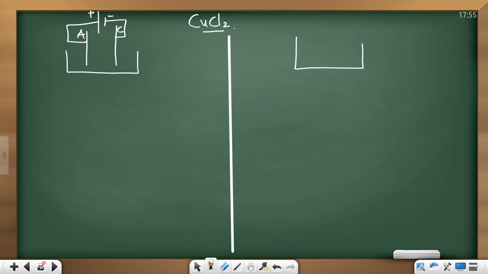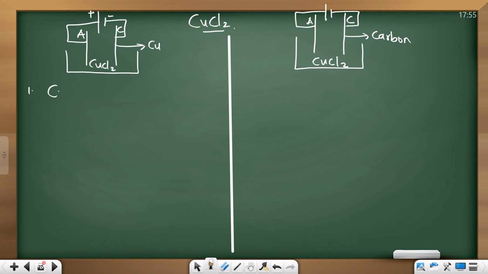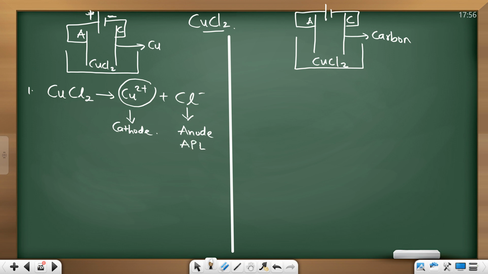Now, this one, what makes this cell unique? All these cells have their unique features. Here, I am using carbon electrodes, and here, copper electrodes. You guys remember our first step? CuCl2 breaks into Cu2 plus and Cl minus. We are going to do migration. The Cu2 plus goes to the cathode, while the Cl minus should go to the anode. Why? The anode is positive in the electrolytic cell.